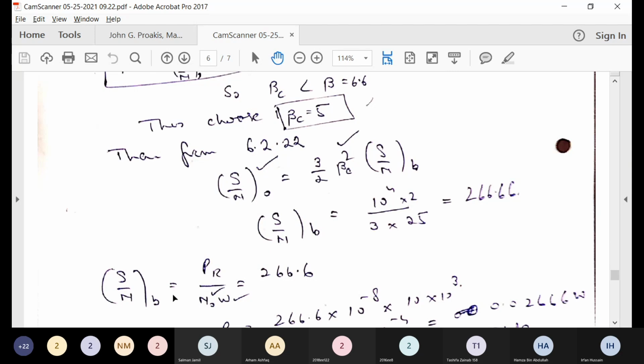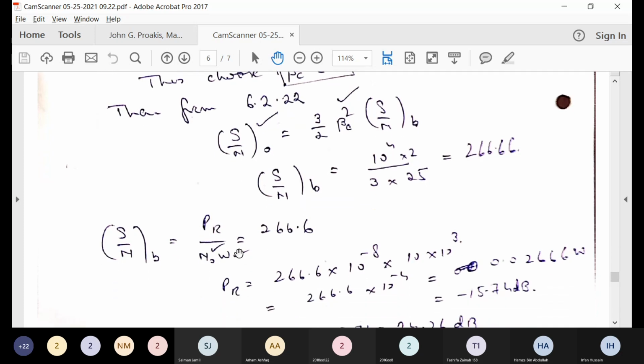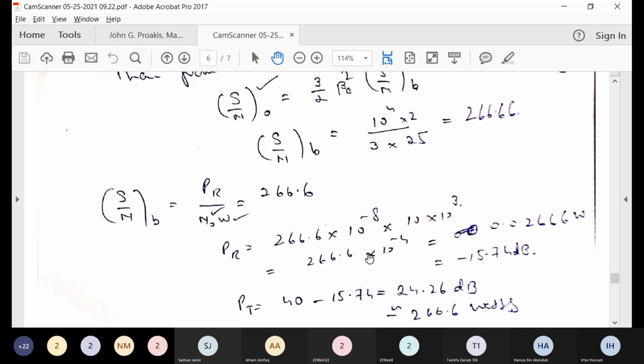and then once I know signal ratio at the baseband level, which is equal to PR over N naught W, I can find the receive power, which will be this 266 into N naught W, where N naught W is given. This comes out to be my receive signal, this much watts, and in dB it will come out to be the same value.